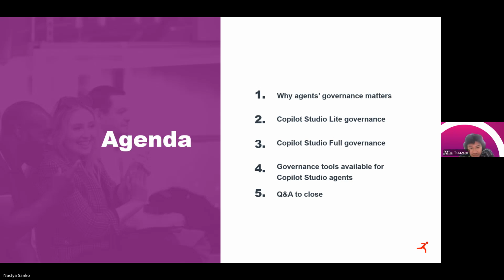Here are the high level topics, and within these topics, we'll go through a little bit more detail around Copilot Studio, Copilot Lite, Copilot Full, and tools that you can use for governance. First, why does agent governance matter? We'll establish that, and Nastya will kick us off. Then in terms of Copilot Studio Lite governance, we'll talk about the different types of governance pertaining to Copilot Studio Lite. Then I'll present around Copilot Studio governance. A colleague of ours actually coined it full fat Copilot Studio governance, so I'm going to start using that moving forward.